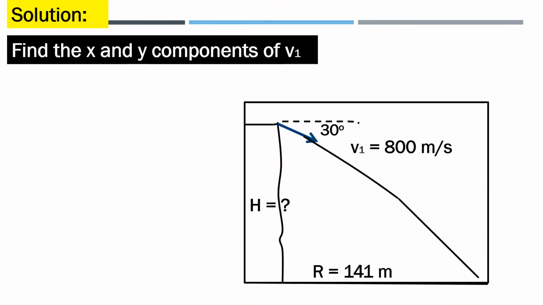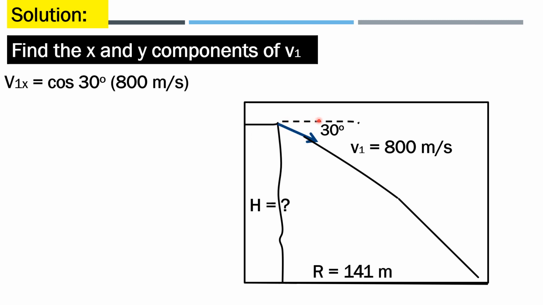The first thing that we're going to calculate is the x and the y components of the initial velocity. All right. This is how it is done. We get the x component by simply using the formula v1x equals cosine 30 degrees multiplied by the initial velocity of 800 meters per second. Why cosine? Because the x component for this initial velocity is the adjacent.